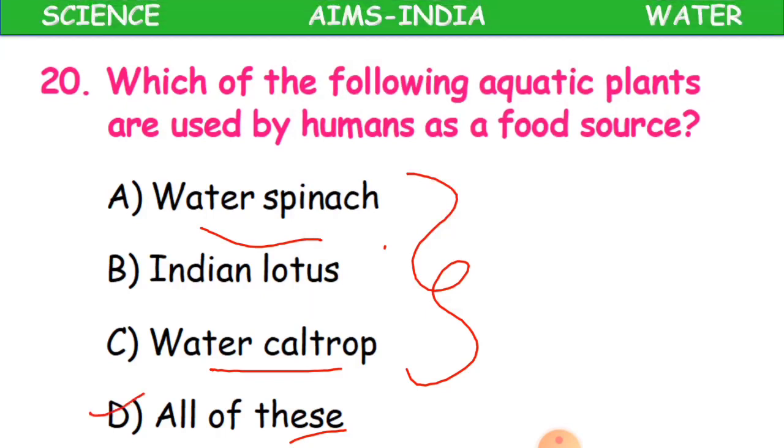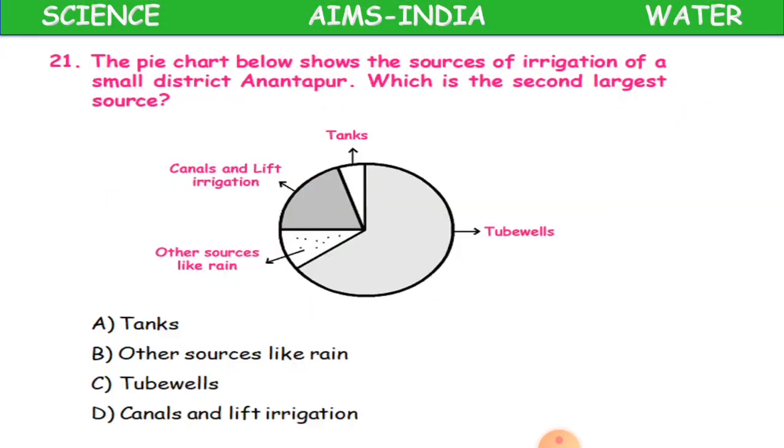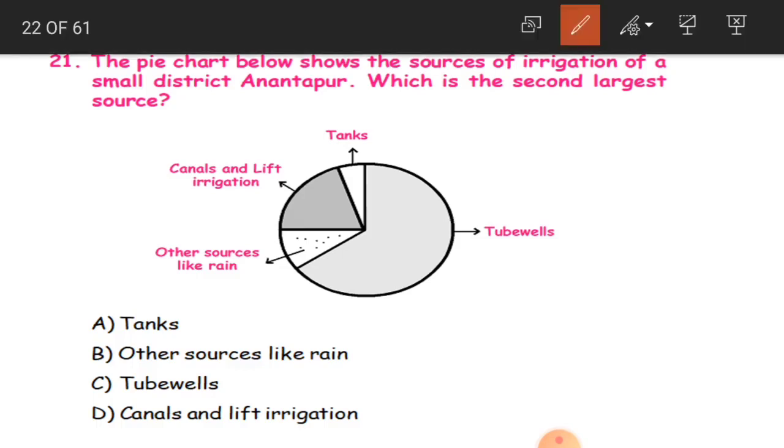Well, we'll move on to the 21st question. The pie chart below shows the sources of irrigation of a small district, Anantapur. Which is the second largest source? So here you have a pie chart, children. This is the pie chart, where they have divided the water sources. So these are all the water sources.